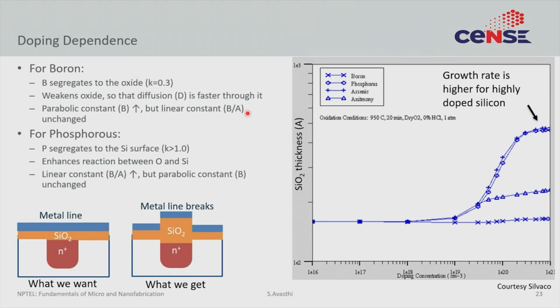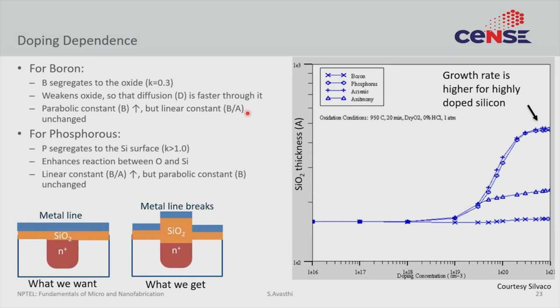For phosphorus, things are slightly different. Phosphorus segregates primarily into silicon. Because the distribution coefficient is more than 1, it tries to remain in silicon. However, because it tends to accumulate in the silicon at the interface, the phosphorus concentration goes up, and that tends to enhance or catalyze the reaction between oxygen and silicon.